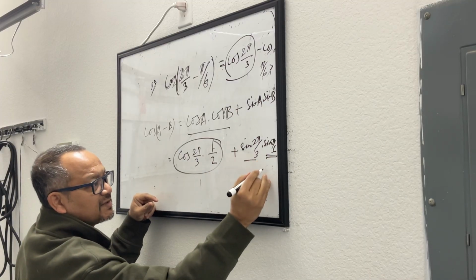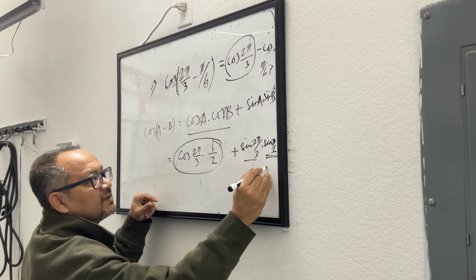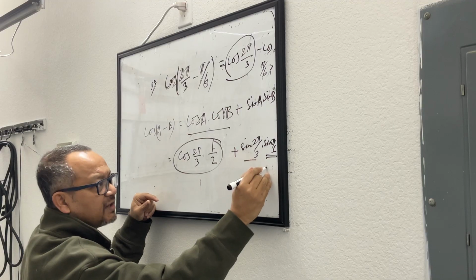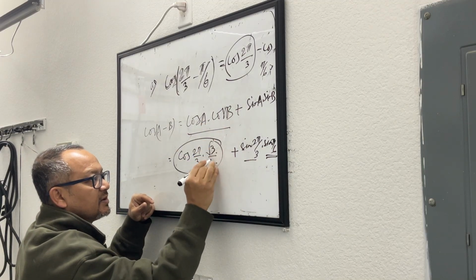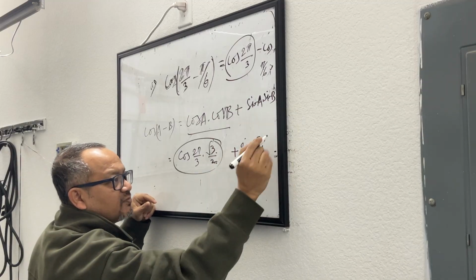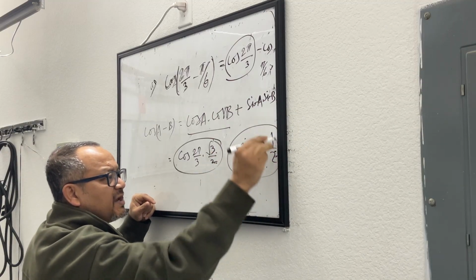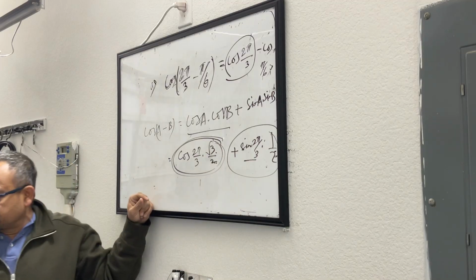Sine of pi by 6 is sine 30 degrees, which is, cos 30 is root 3 by 2, my bad. And sine of pi by 6 is 1 by 2. By no means can we see this and this being the same.